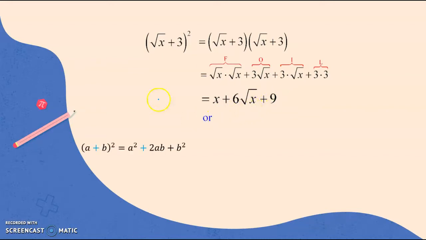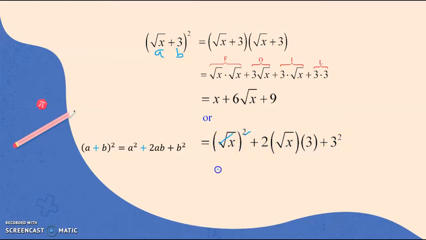But if you want to use the pattern, this will be your A, and this one will be your B. So, it becomes like this: square root of x squared, plus twice the product of A and B. Twice, this means 2 times square root of x times 3. Plus the square of the last term, your B. So just cancel here. This becomes x, plus here 2 times 3, that's 6 square root of x plus 9. So, diba they are the same? Okay. They are the same.